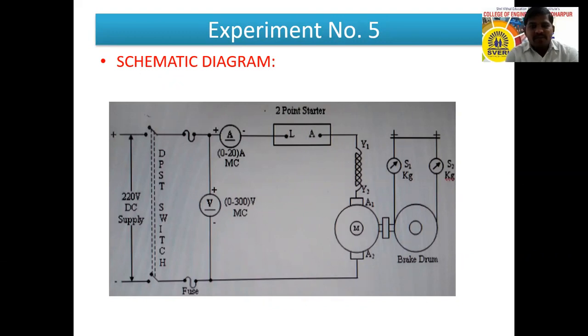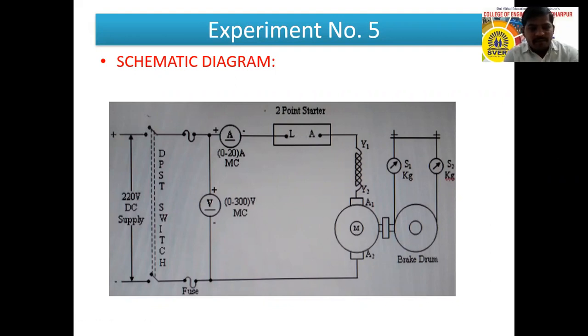So the starter used is a 2-point starter, that is line terminal and armature terminal. Only two terminals, or 2 points, are required. So we are using a 2-point starter. Here आपण 2-point starter use करतोय.